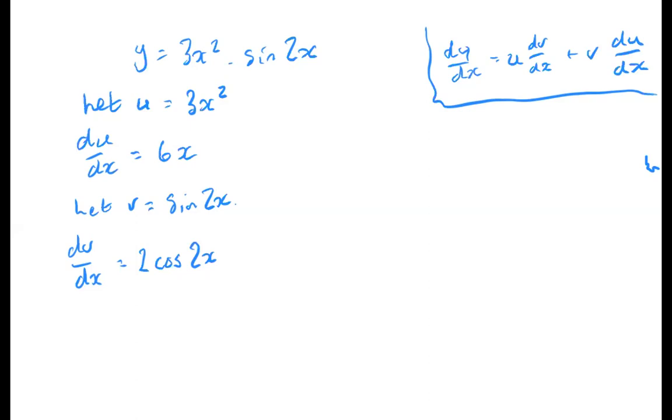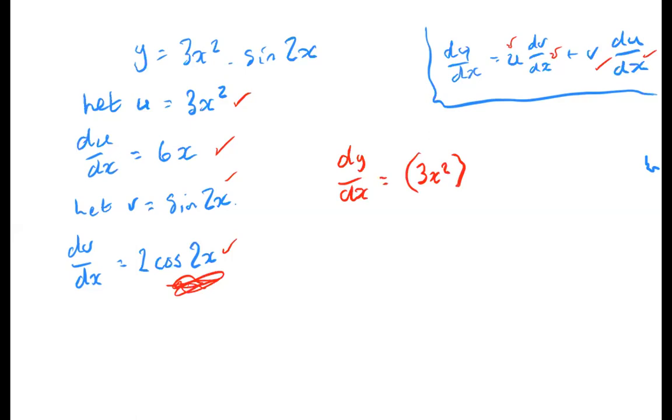formula. We're saying dy by dx is equal to u. We've got u. We've got dv by dx. We've got v there. And we've got du by dx. So we put these values here into that formula. So we can go dy by dx is equal to u. What did we call u? 3x squared. Always put these in brackets to start with.